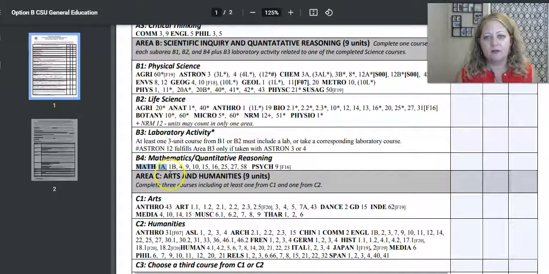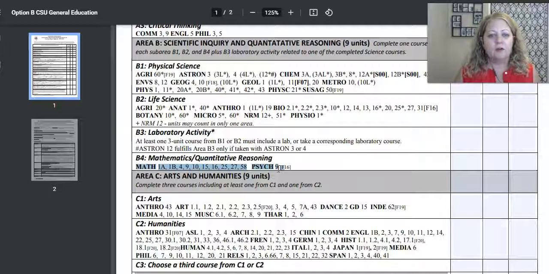If you are an English major, they typically don't care what math you do. So you could do any one of these maths. It's up to you which one you would want to do. So you want to look on Assist to see, okay, well, what math does my major require, if any?